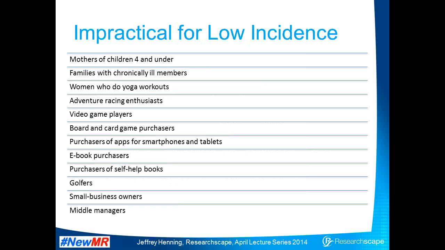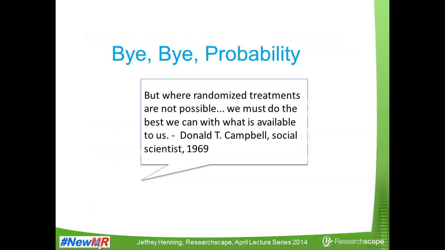So unfortunately, these panels are pretty impractical for low incidence. You have to build a really big panel to be able to do some of these groups that I've surveyed in the past 18 months: mothers of children four and under, families with chronically ill members, board and card game purchasers, ebook purchasers, middle managers, small business owners. All low incidence populations that become very cost prohibitive to do in an online probability panel, because the panel's too small to give you sufficient sample in any one of those segments. So good at representing a general population or high incidence subsets, not very good at representing low incidence subsets.